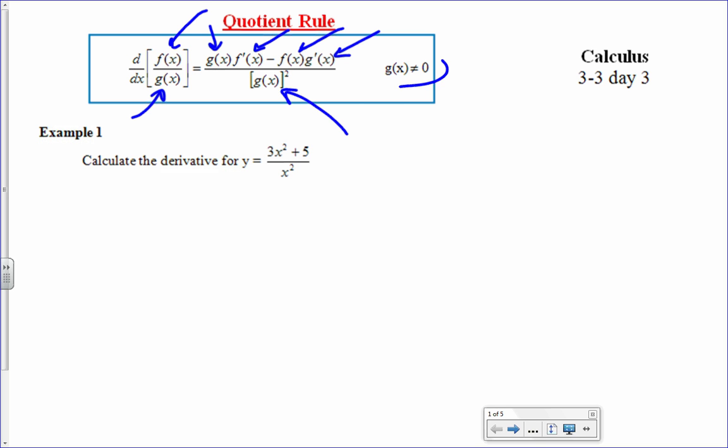Of course we see that g of x can't equal 0. Well, why is that? Can't divide by 0. All right, we're learning all sorts of things.